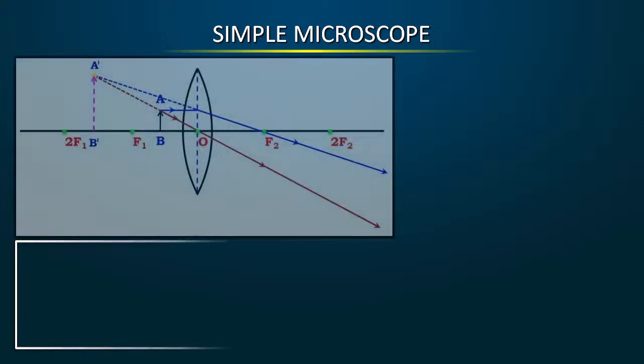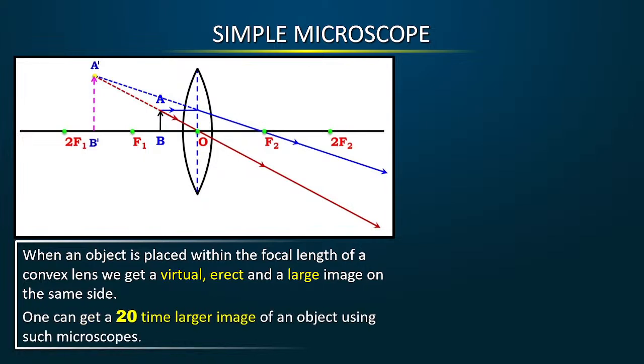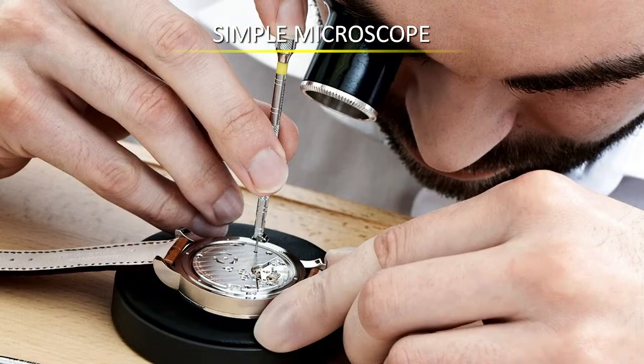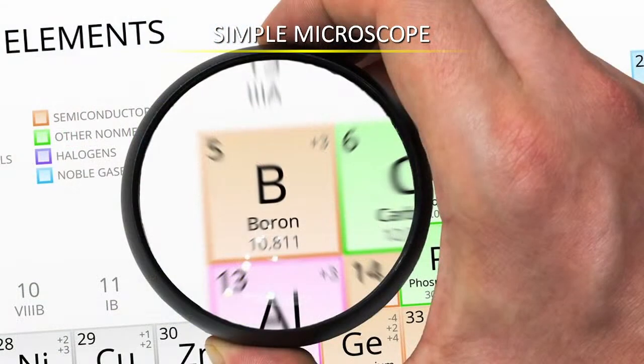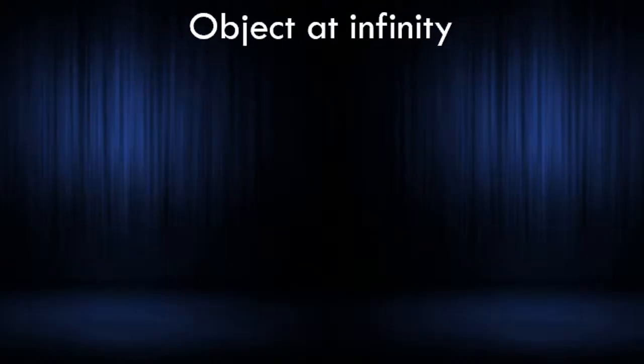Convex lens, simple microscope. When an object is placed within the focal length of a convex lens, we get a virtual, erect, and large image. This we have done in your school and college. Okay, and the size of the image is 20 times larger than the object. Then you have seen people working with watches. Then sometimes people use this kind of lens to read. Okay, so these are some examples.